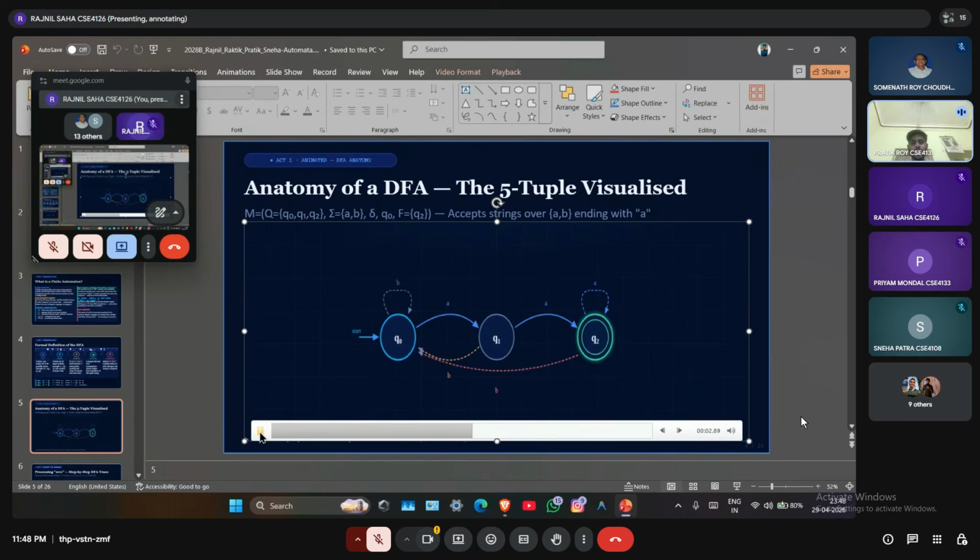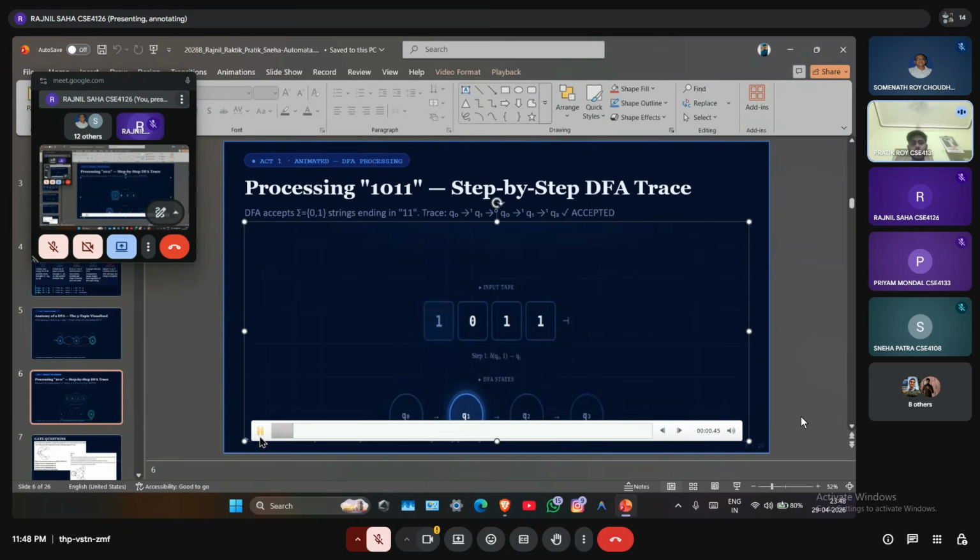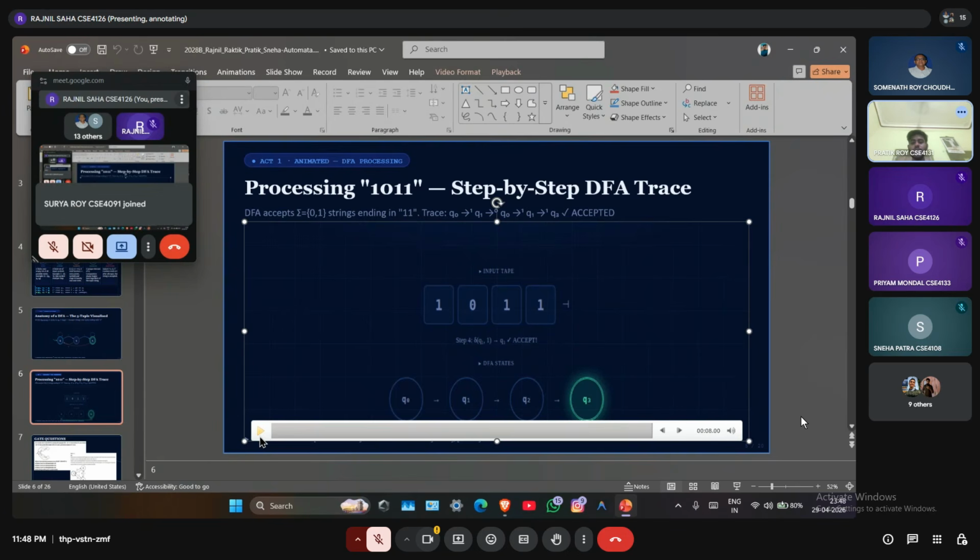So here is a DFA example. This DFA accepts strings ending with A. The machine moves between states based on input symbols and accepts only when the final state condition is satisfied. So here is a DFA processing example. Let's take input 1011. The DFA processes each symbol step by step and finally reaches an accept state. This shows how DFA works deterministically with only one path.